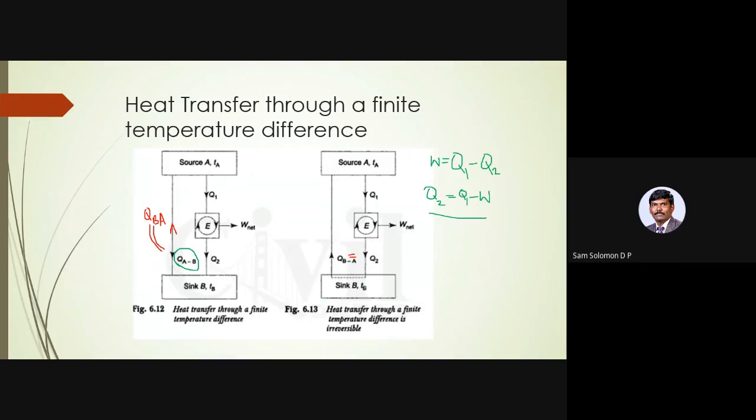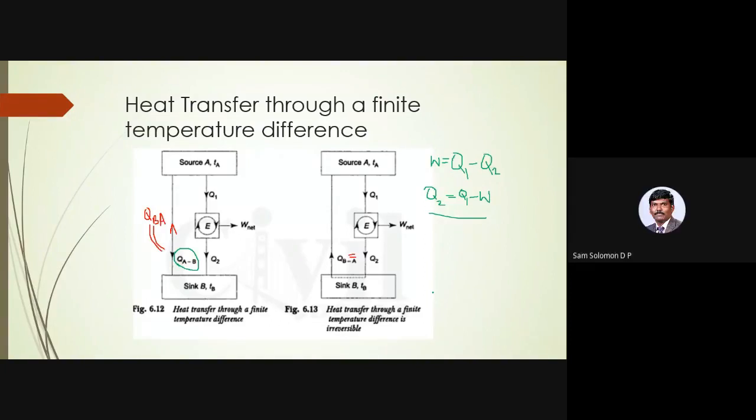There are 2 points you have to note here. One thing is QAB is equal to QBA. And when I say I'm going to run an engine in such a way that Q2 is equal to QBA, then I am eliminating this sink. This is like saying your heat engine operates with only one reservoir, which is a violation of the Kelvin-Planck statement. And that's why our assumption is wrong. And from that, we prove that heat transfer through a finite temperature difference is irreversible. And QBA is equal to QAB.